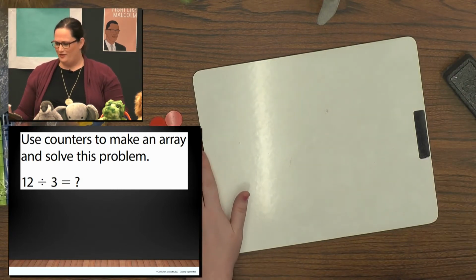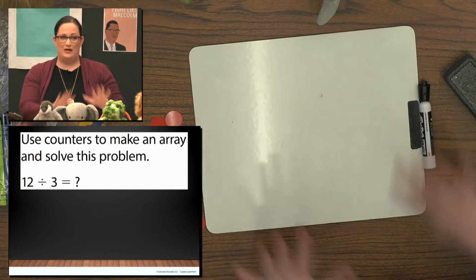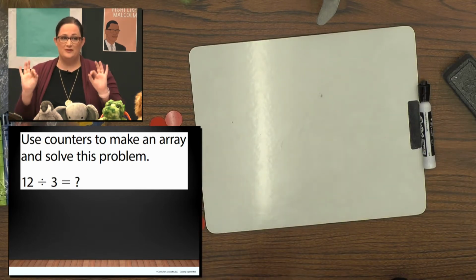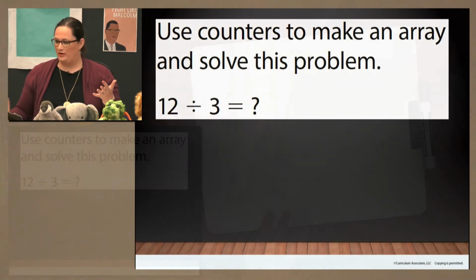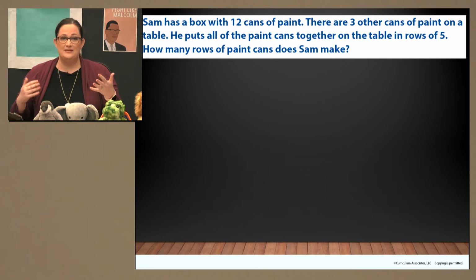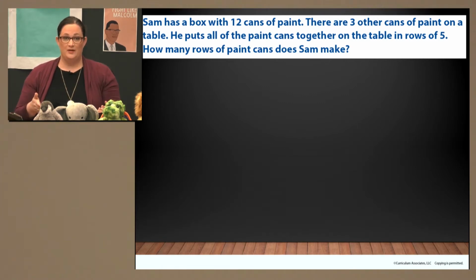Now, let's take a look at our first problem. In this first read, I don't want anything in your hands. I want you focusing on just figuring out what's happening. What's the story? Sam has a box with 12 cans of paint. Okay? There are 3 other cans of paint on a table. He puts all the paint cans together on the table in rows of 5. How many rows of paint cans does Sam make?